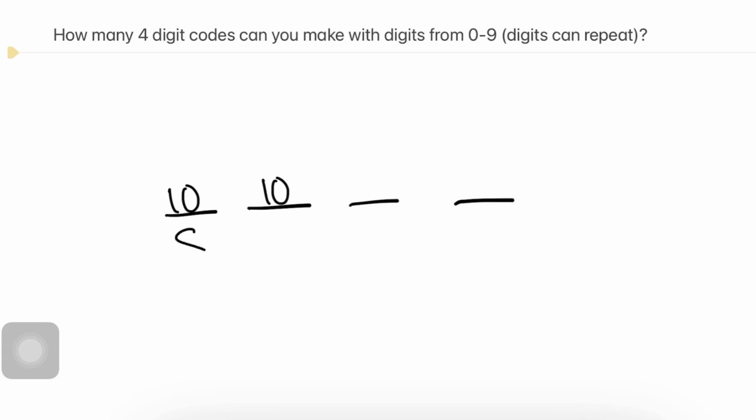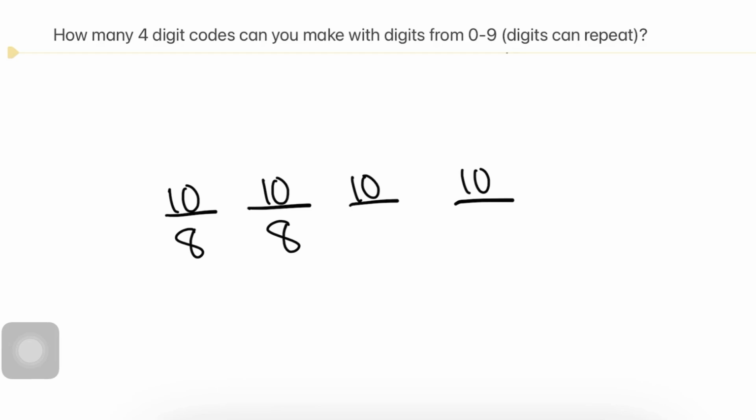Say I chose 8 as the first digit. You could also choose 8 for the second digit because digits can repeat. So I could use the same 8 for the second and the third and the fourth if I'd like to. So I'm not losing any digit possibilities as I go forward in the code. So I would also have 10 possibilities for the third and 10 possibilities for the fourth.